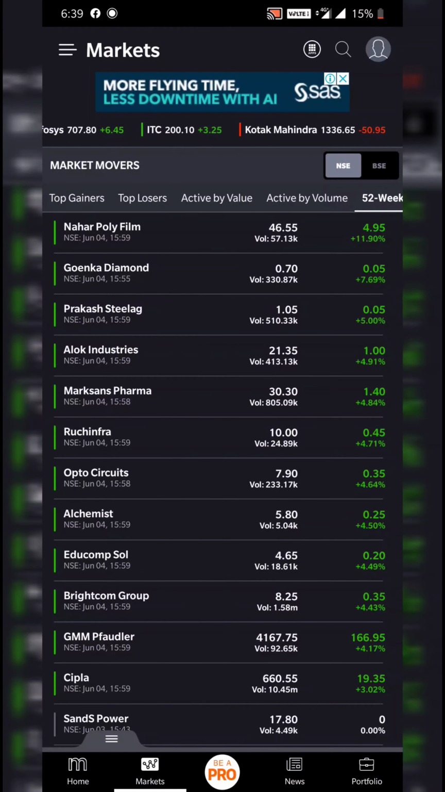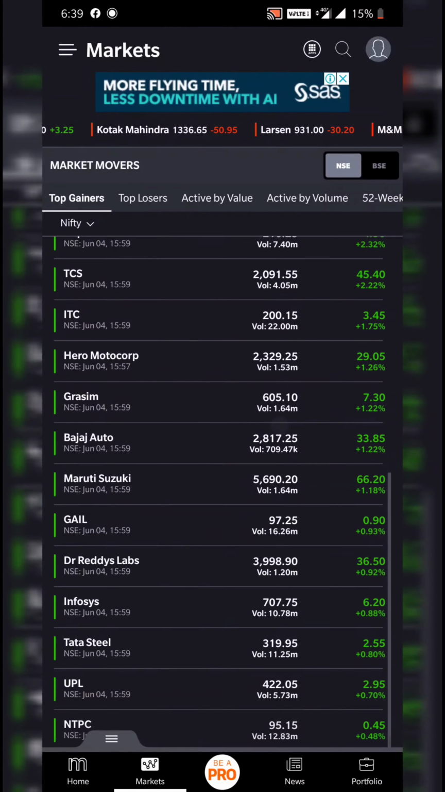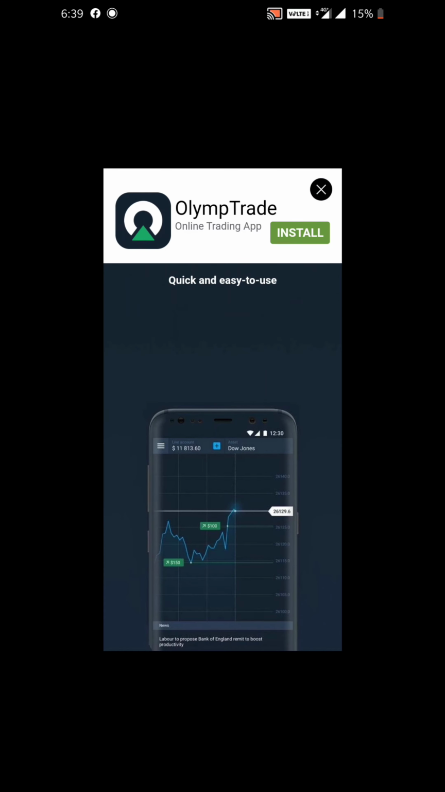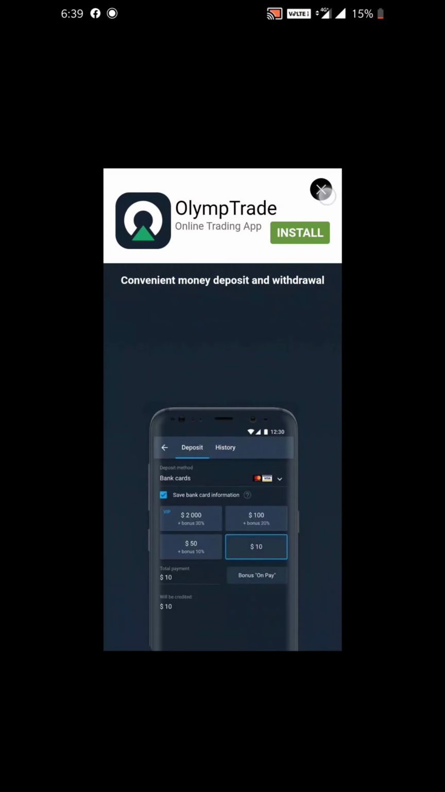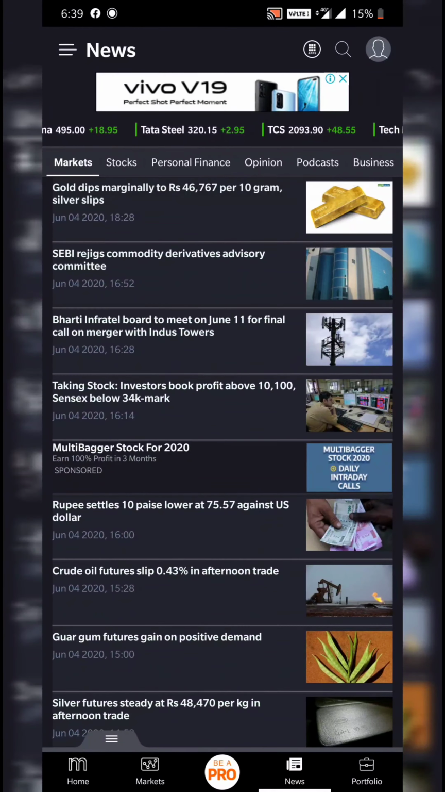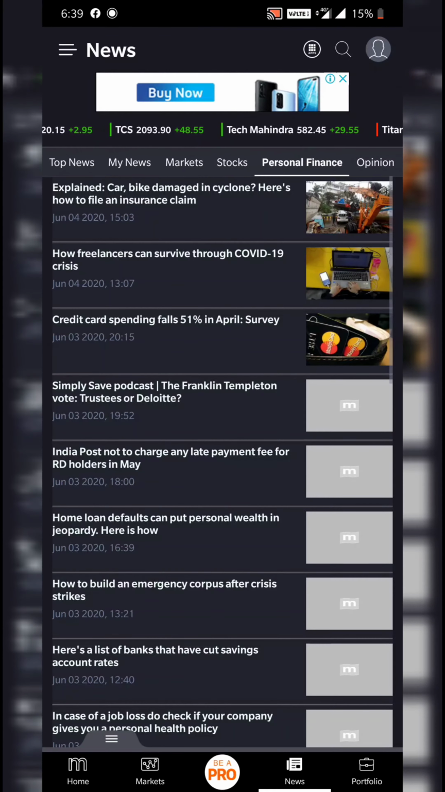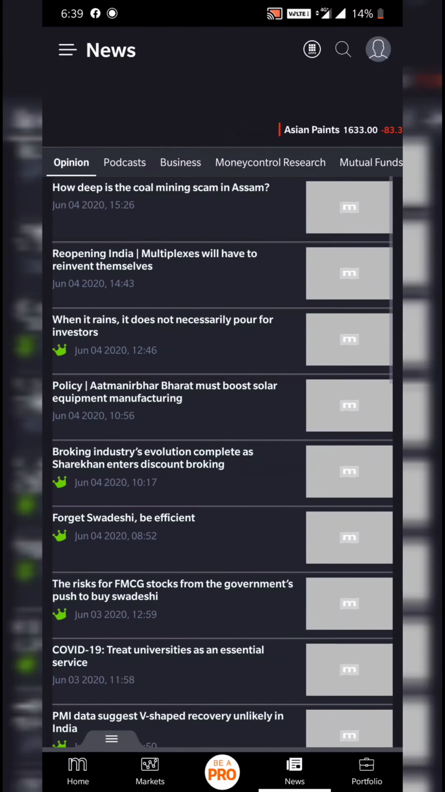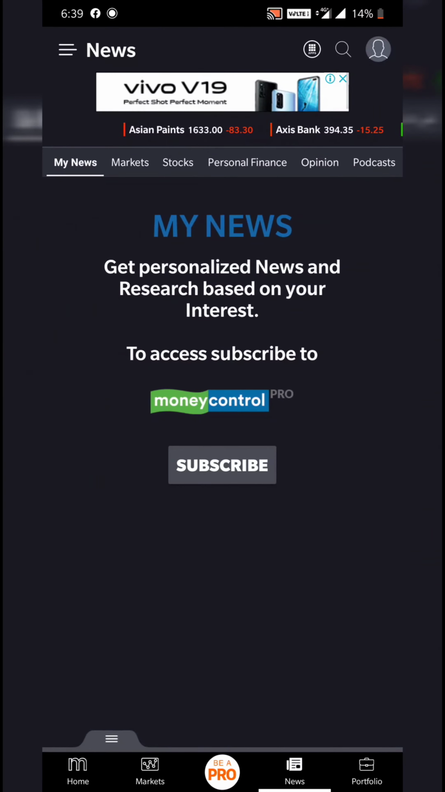So this information will be given in this app, and there is a lot of other information in this, like Indian indices, global markets, market movers, everything is here. And we usually will be using markets. I'm sorry for that. Okay, so see here, if you go here, you can see everything. What is the news, my news, stocks, opinions, everything, guys, in this app.